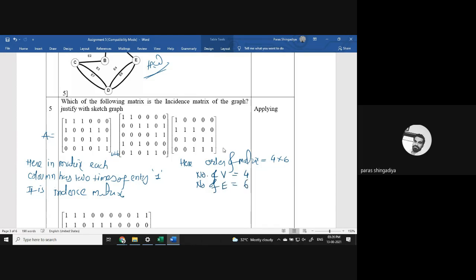Okay. The graph will contain 4 vertices and 6 edges. So consider 4 vertices in any form. You can take 4 vertices in any form. Let's say they are A, B, C and D. And you can also give notation here if it is required: E1, E2, E3, E4, E5 and E6.